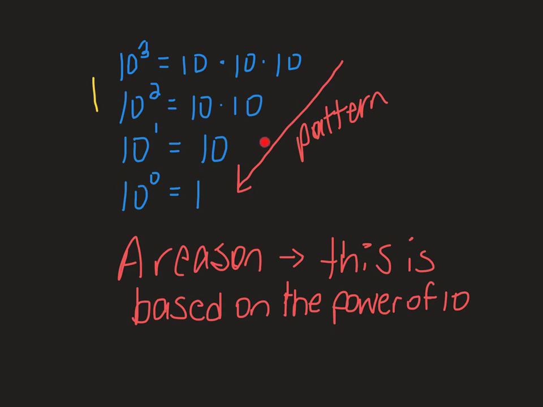So we can take that pattern, since we are in the base 10 number system. This could be a reason. We'll learn another reason later on, but this is based on the power of 10, and it's a pattern that shows that anything to the 1st power is that number, anything to the 0 power is 1.